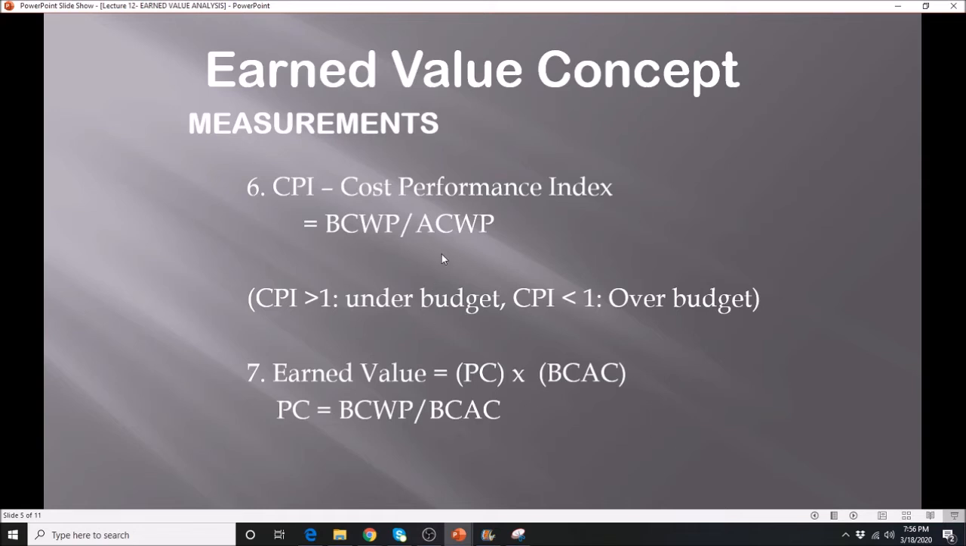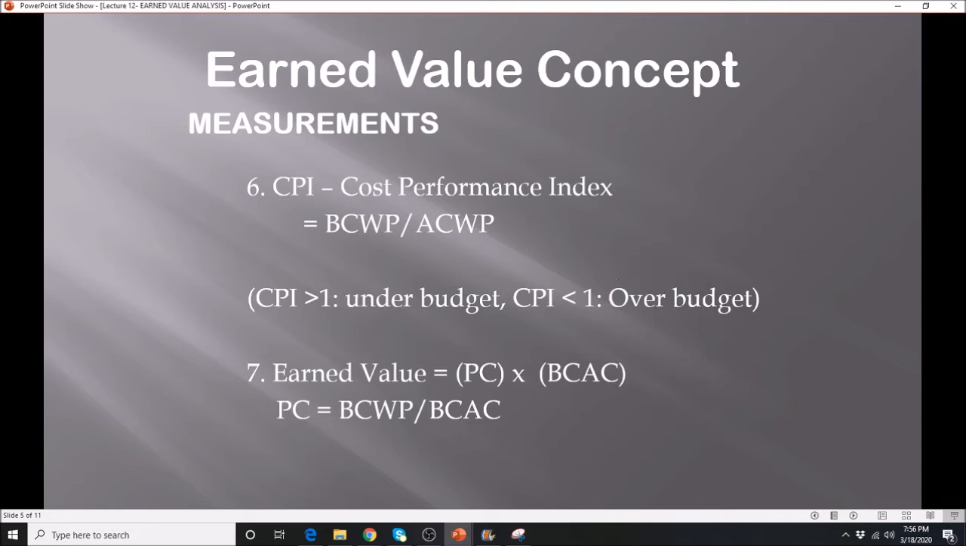Alright, so we have several others here, the cost performance index as well. If we take the ratio of the two values here, make sure that you carry over the negative sign if there is a negative sign on the difference with your BCWP. So we have here the cost performance index. If that is greater than 1, it is under budget. A CPI that is less than 1 means over budget.